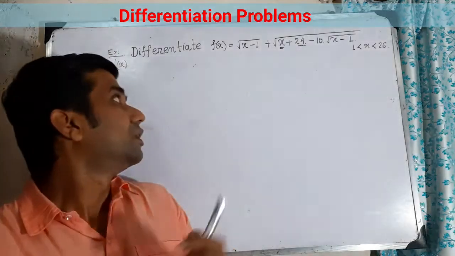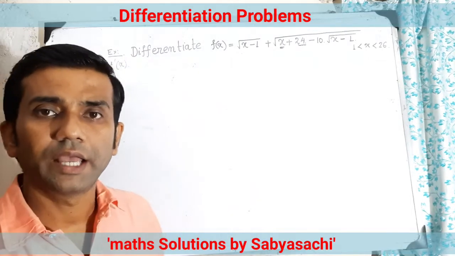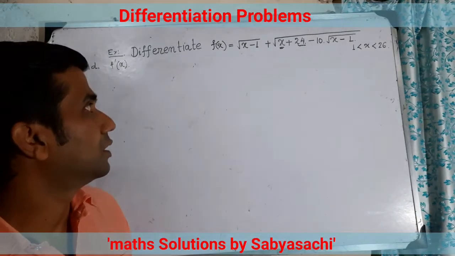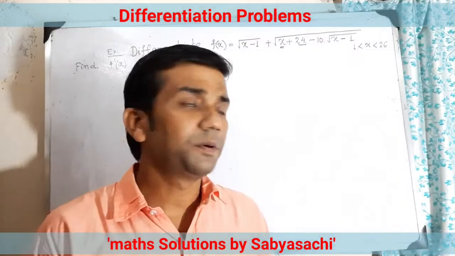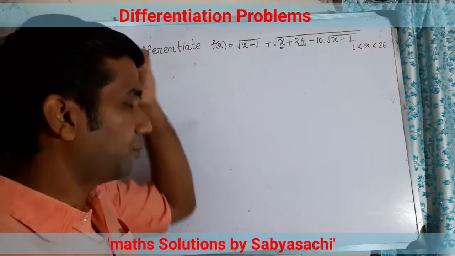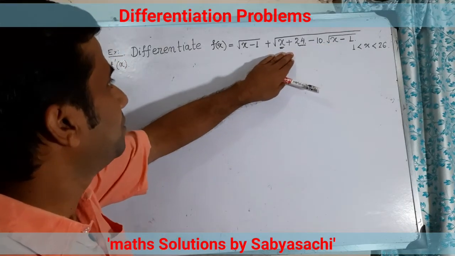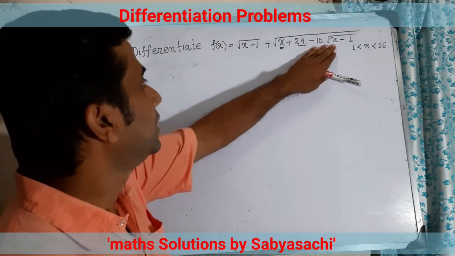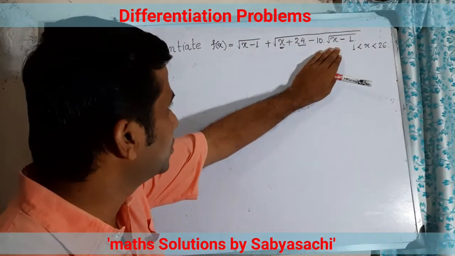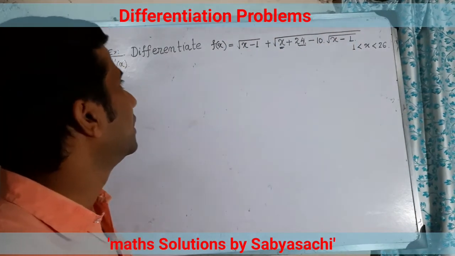There is some problem. First is that f(x) is equal to root over (x minus 1) plus root over (x plus 24 minus 10 root over (x minus 1)). You have to differentiate this, that means you have to find f dash x. Now the problem is that if you put it in the form of (a minus b) whole square, then this root will be obsolete.